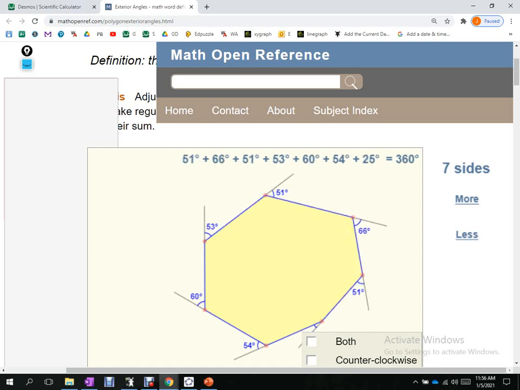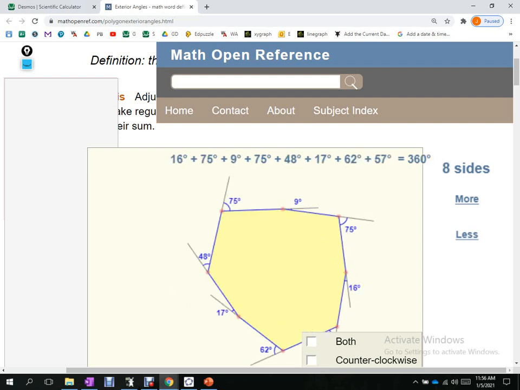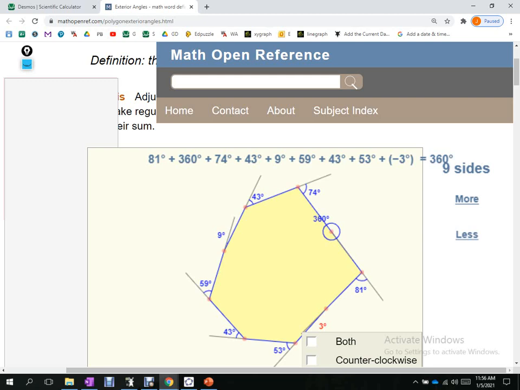and we see then with those 7 angles, we still add up to 360. Add more sides, 360. More sides, 360.